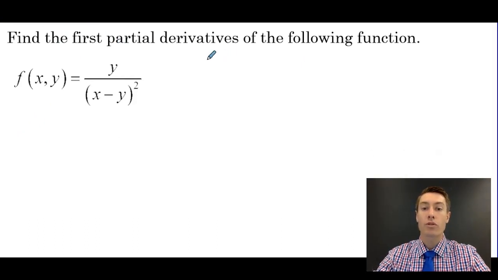Alright, so find the first partial derivatives of the following function. f of x, y equals y over (x minus y) squared. So we'll start by finding the partial of f with respect to x. So we're going to need the quotient rule here.